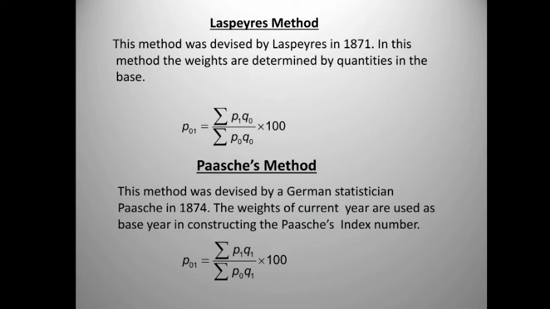Laspeyres' method. This method was devised by Laspeyres in 1871. In this method, the weights are determined by quantities in the base year, where P01 is equal to sigma P1 Q0 divided by sigma P0 Q0 into 100. Paasche method. This method was devised by a German statistician Paasche in 1874. The weights of the current year are used as the base year in constructing the Paasche index number, where P01 is equal to sigma P1 Q1 divided by sigma P0 Q1 into 100.